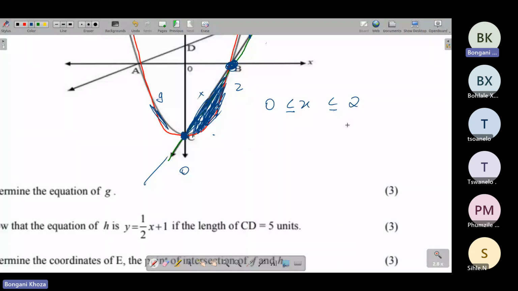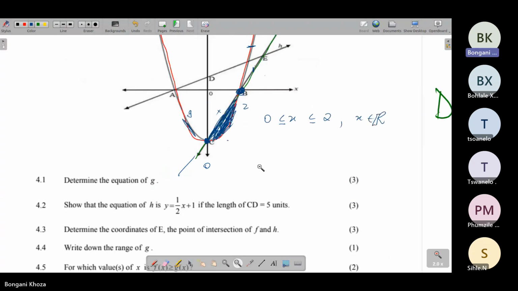And then if you want to flex, you can say that your x value has to be an element of real numbers. That means this could be 0.5, it could be 1.3, it could be anything. All of those values will always ensure that this graph is above the g graph. Does that one make sense?